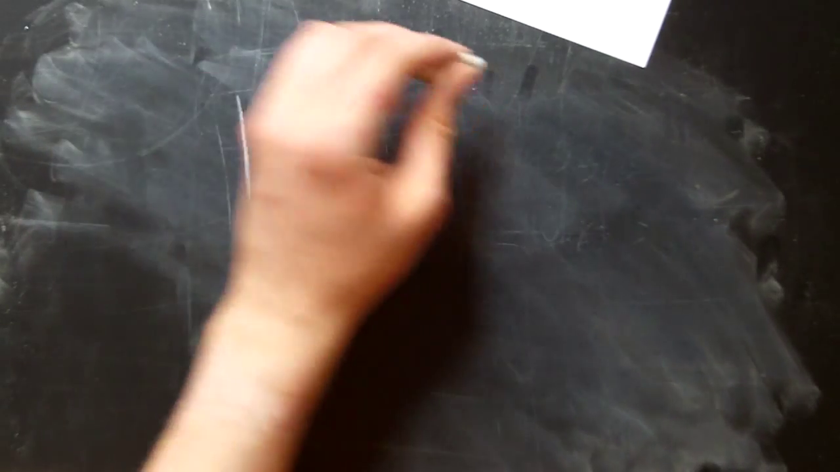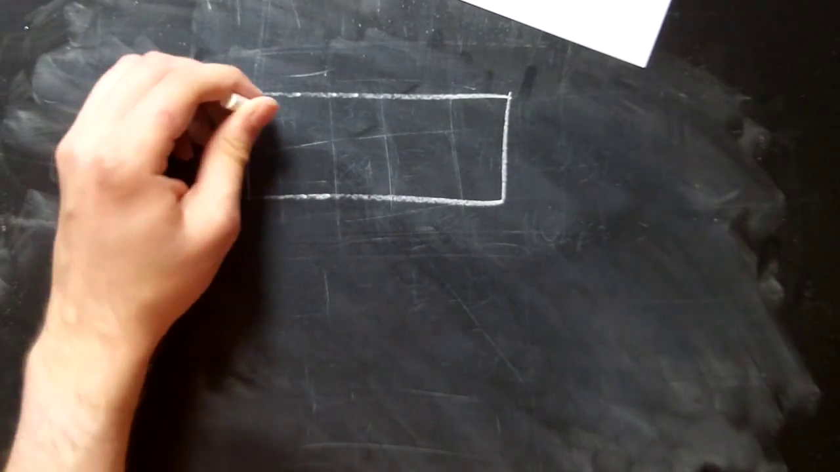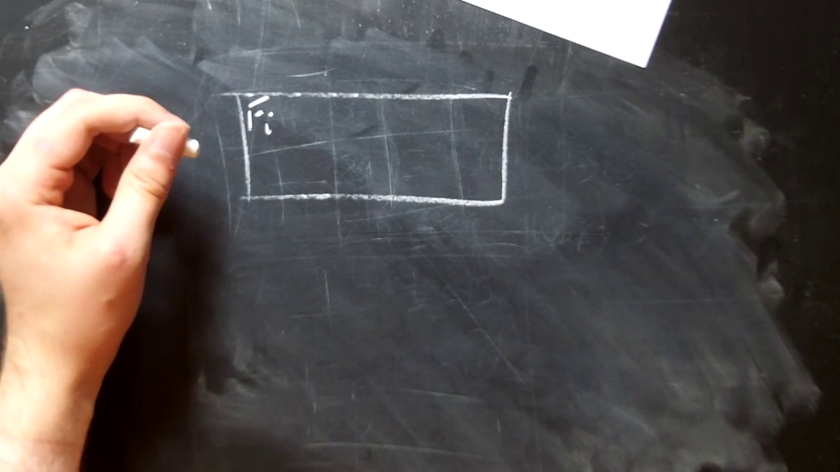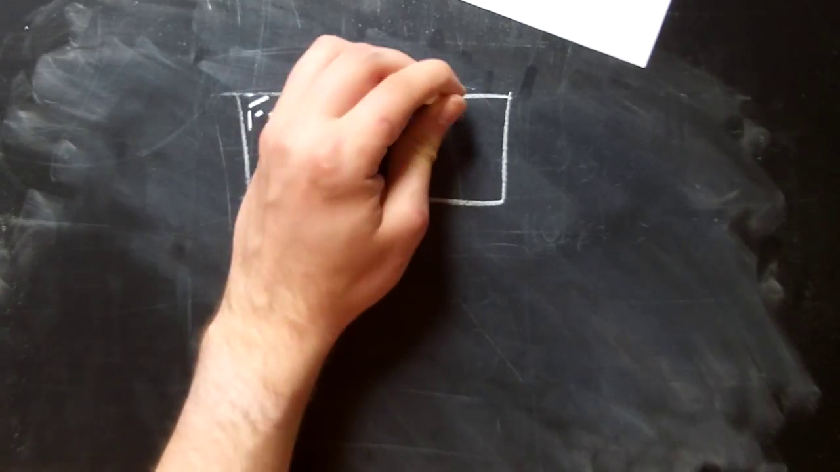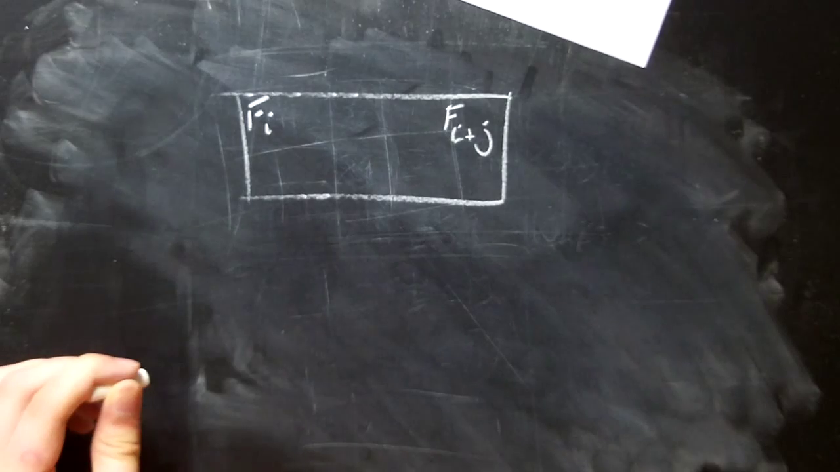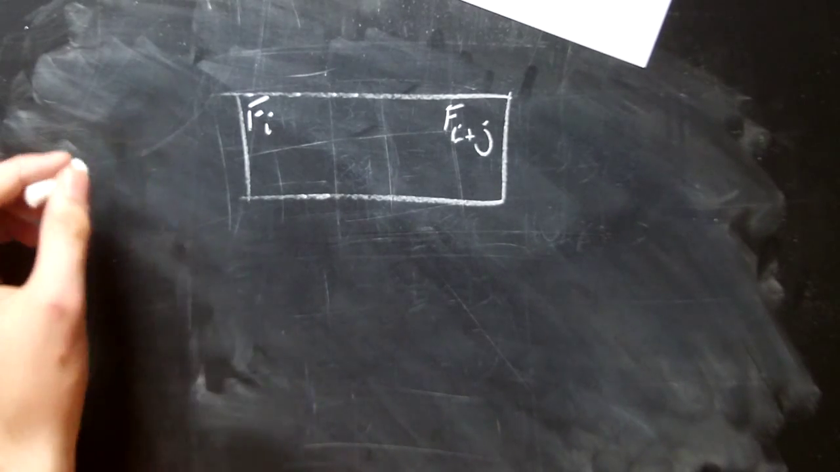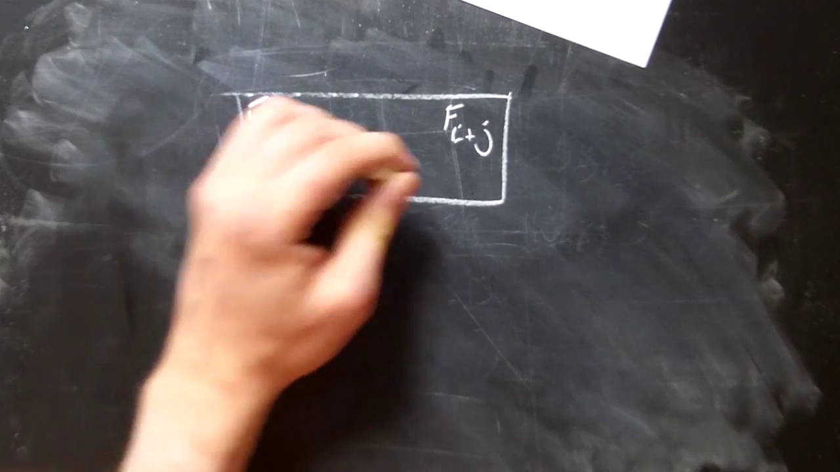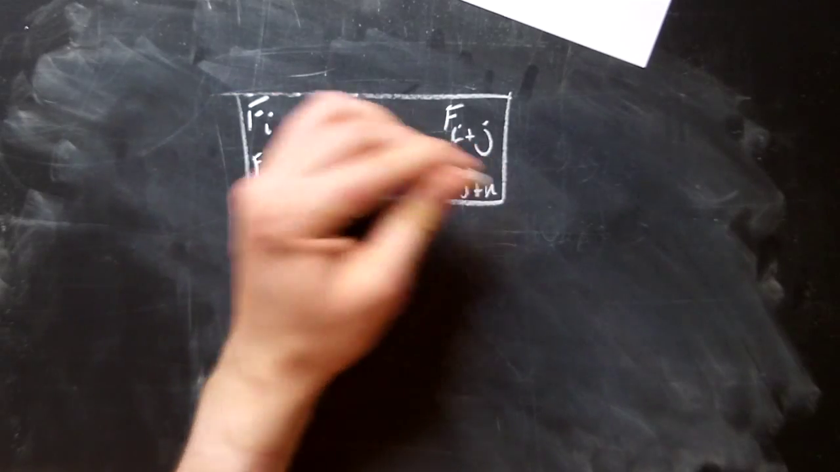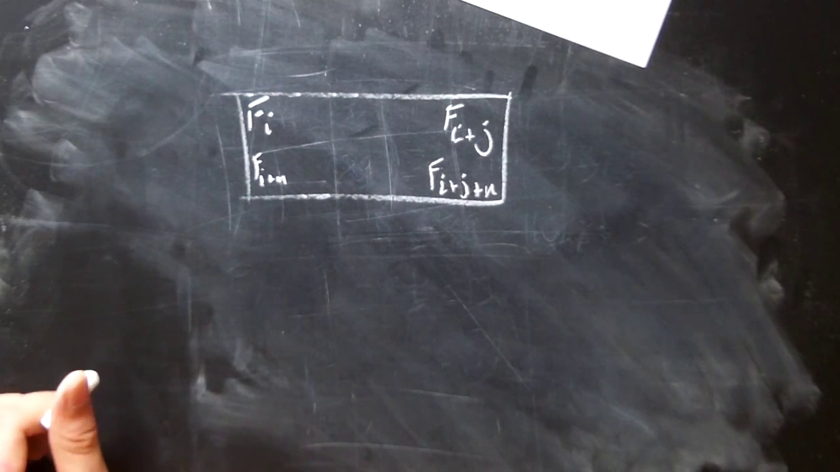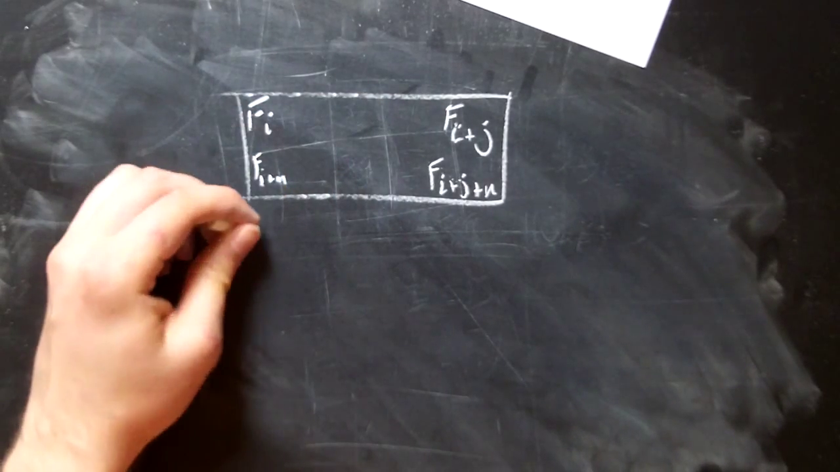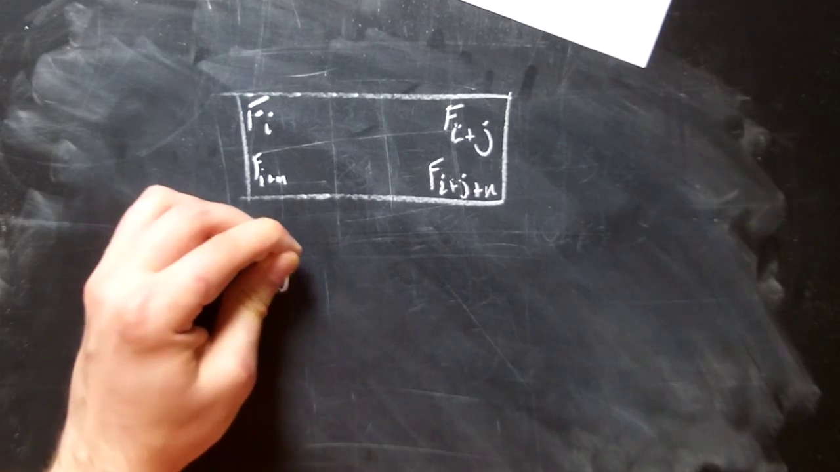if I draw out a general box that's some number wide, so I've got Fi at the top left again, and Fi plus J, so it's J plus 1 wide, sorry. That's Fi plus N again, and that's Fi plus J plus N. Okay, so the determinant of that is then that times that minus that times that. Fi plus J plus N.